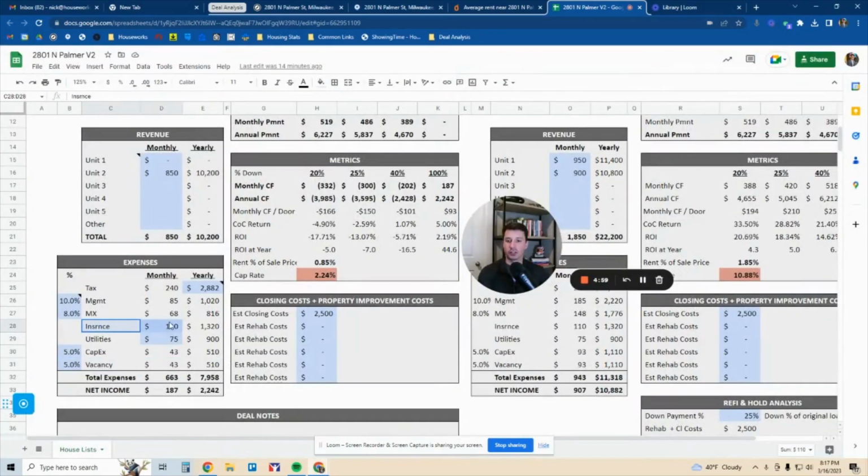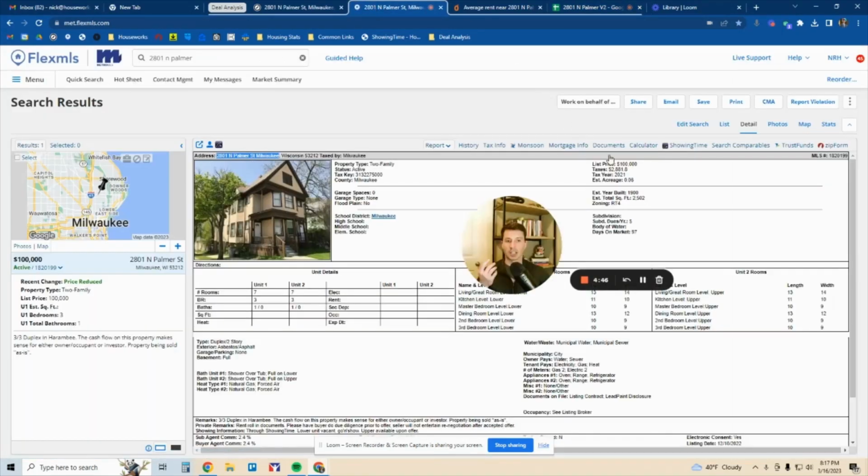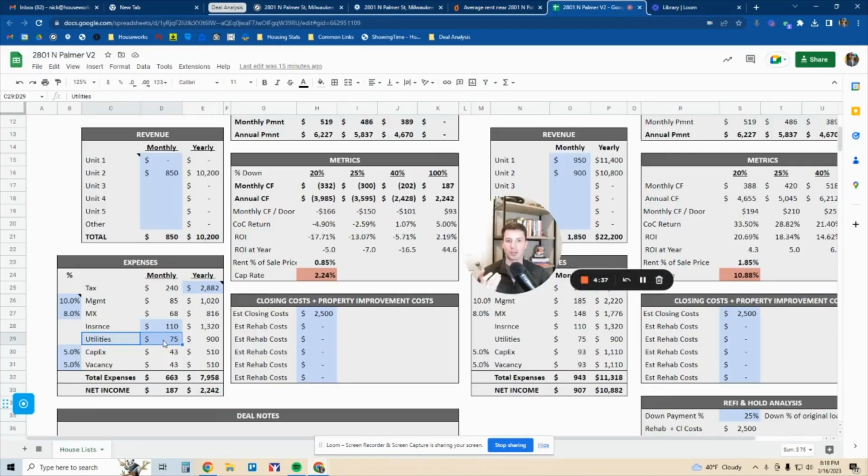And then we have insurance. For a duplex here in Milwaukee, insurance each month is typically going to be about $110. I think that's on the higher side, but it's a fair number to use. And then utilities. This is any utilities you're going to pay as the owner. If I go back here to the MLS listing, typically it's going to say what the owner pays, water and sewer. Sometimes it says none. Sometimes it says all utilities. So that number is going to change each month based off of what you as the owner pay.